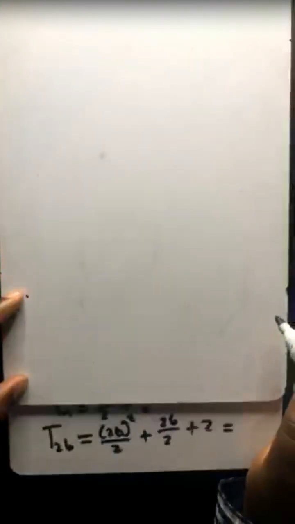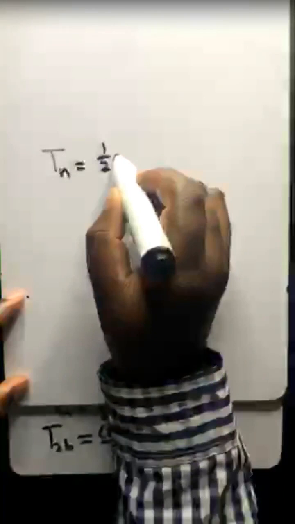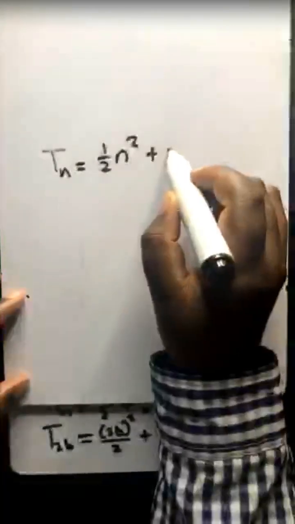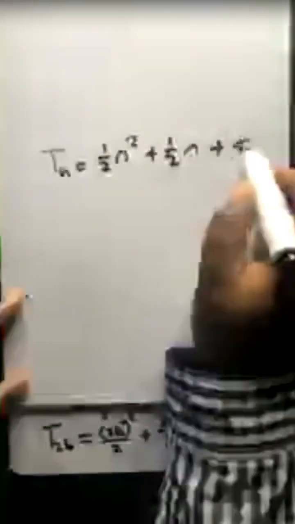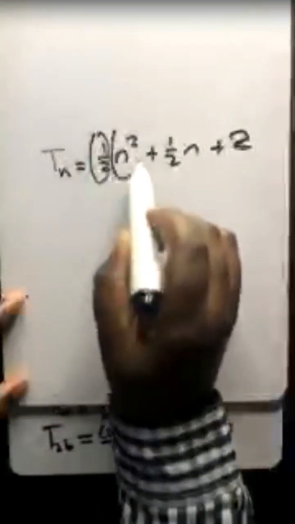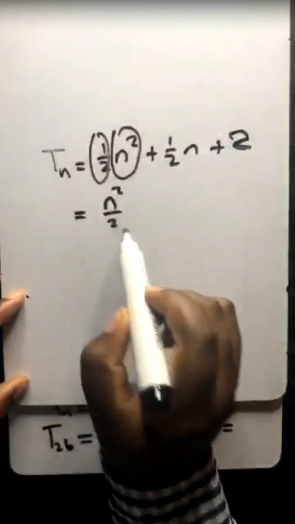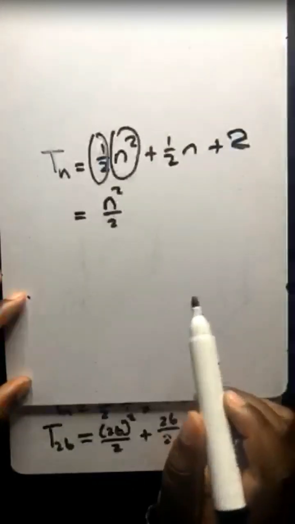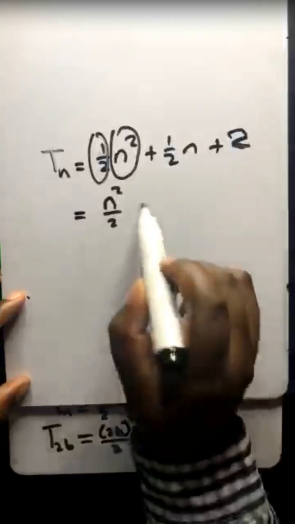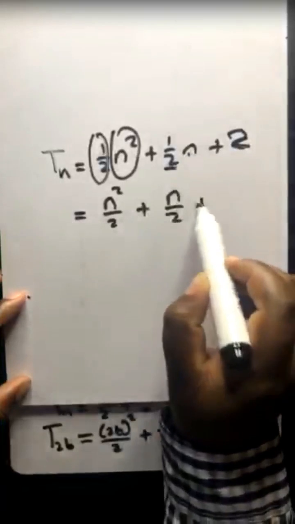Okay, so this is what I was trying to explain. If you have, let's say, Tn equals 1 over 2 n squared plus 1 over 2 n, plus 2 there. What I was saying is this is half of n squared, and it can also be written as n squared over 2. Everything that you divide by 2 is half of it. And this one is half of n, so you can rewrite it as just n over 2. Then you have plus 2.